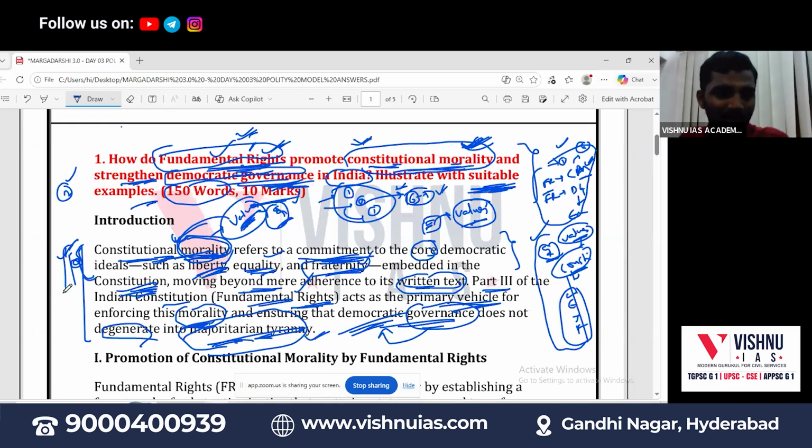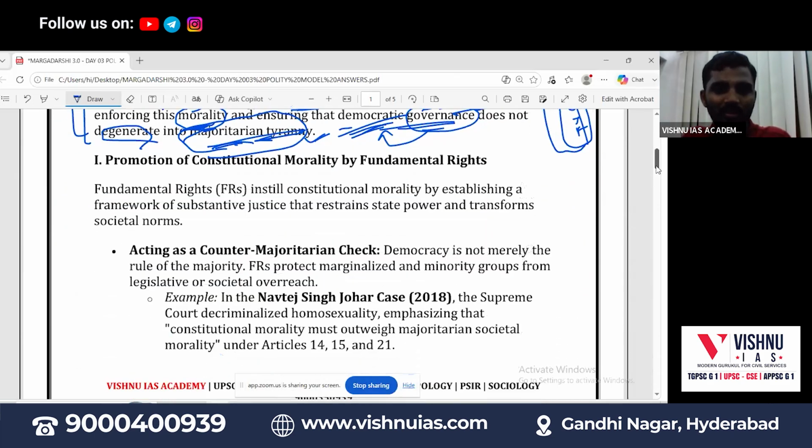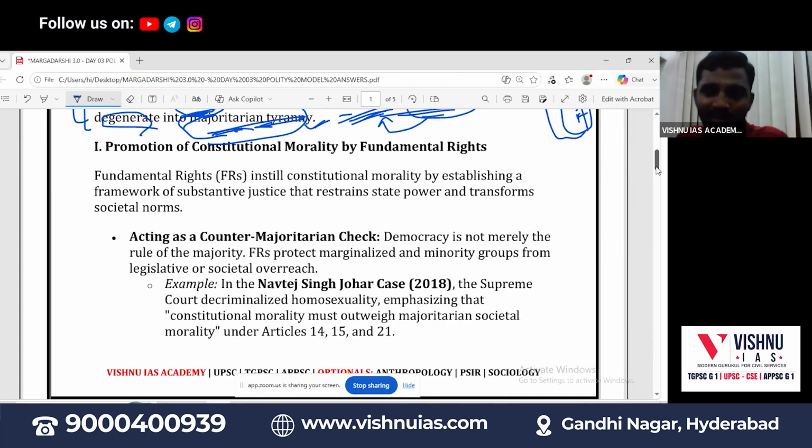So that is what an ideal introduction should look like. Constitutional morality definition, the use of fundamental rights in ensuring democratic governance. Now let us see the body. How fundamental rights are helping in promoting constitutional morality. Fundamental rights instill constitutional morality by establishing a framework of substantive justice. This is very, very important.